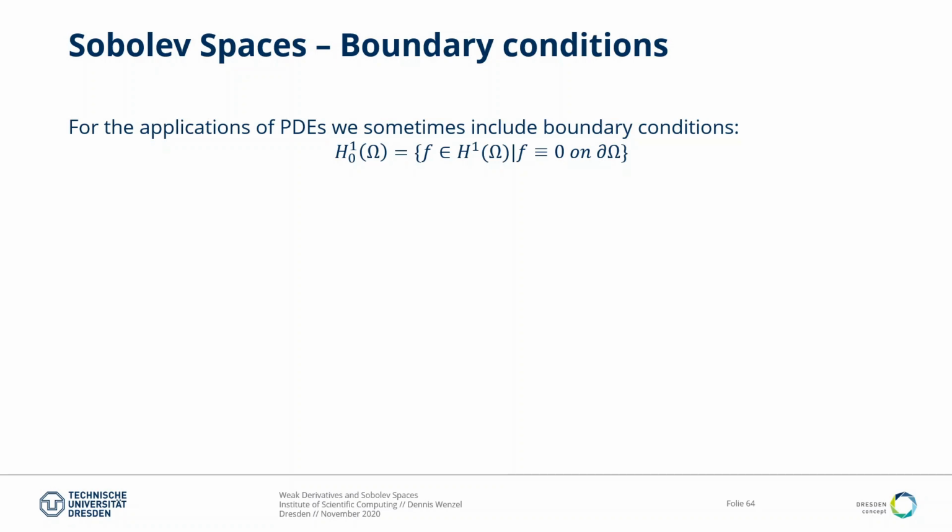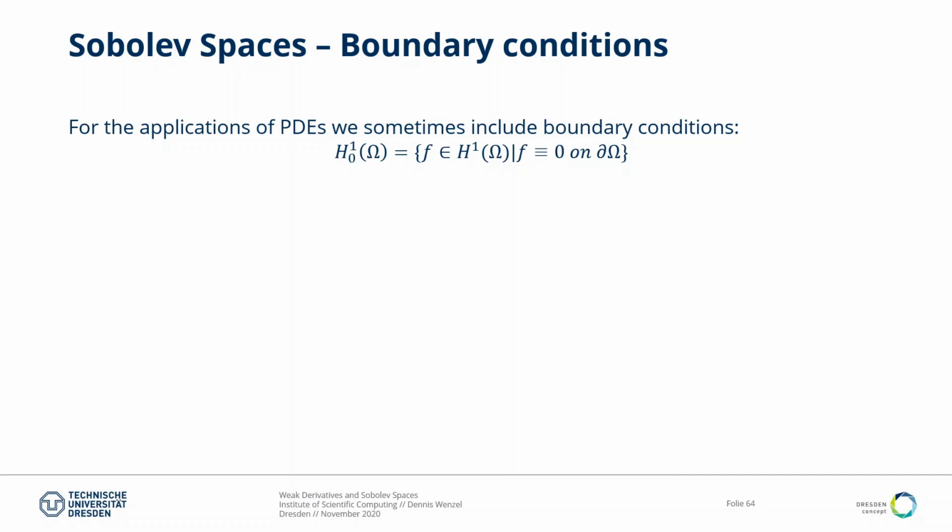So derived from our Sobolev space H1, so the space of square integrable functions that have square integrable first derivatives, we derive H10, and the only additional property that we need is that it is 0 on the boundary.